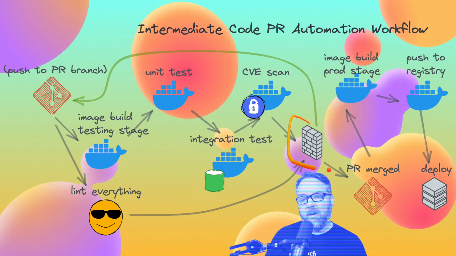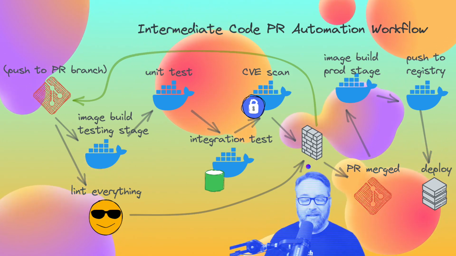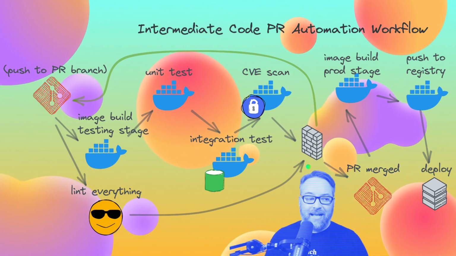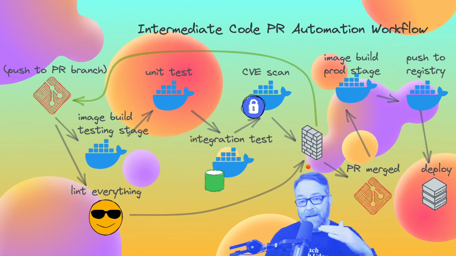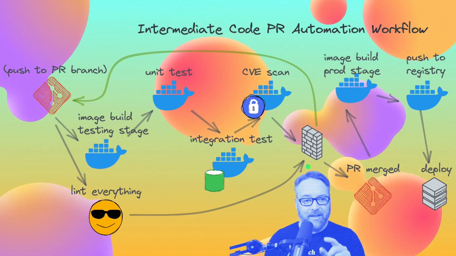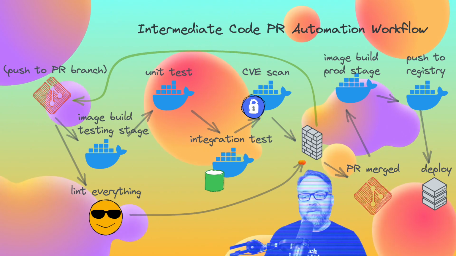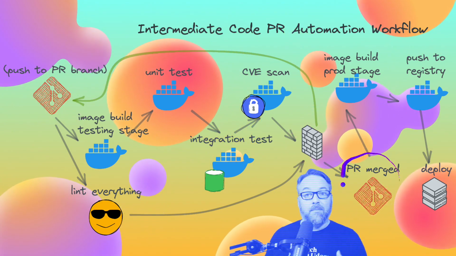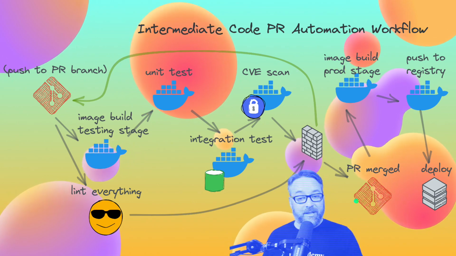Now, this firewall I've put here is essentially the gate. In GitHub, we know that as the checks. It's all the things that happen at the bottom of your PR that all have to be green before you're supposed to click the merge button, before the automation on the merge side that happens. And that's all the production stuff.